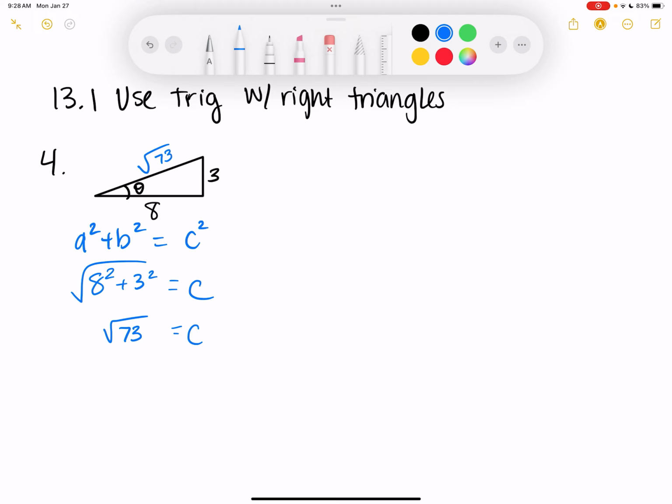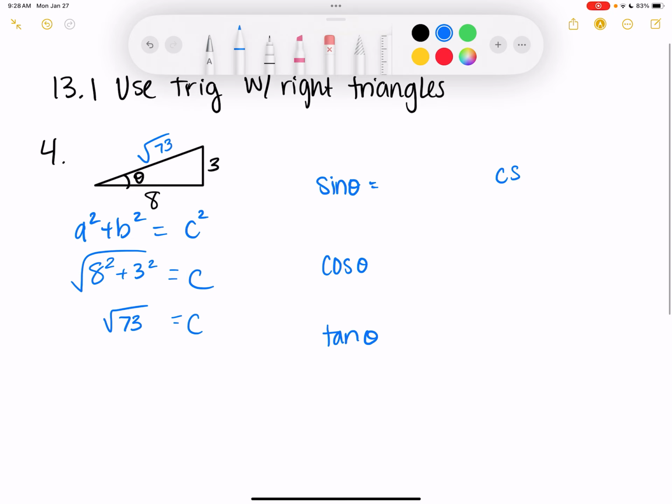Anyways, so then what I do is I come over here and I've got to solve for all 6 trig functions of theta, and I want them done in this order. So going down, sine, cosine, then tangent. And then on the other side, cosecant of theta, secant of theta, and cotangent of theta. Okay, so they need to be in this order. So sine is opposite over hypotenuse, so that's going to be 3 over the square root of 73.